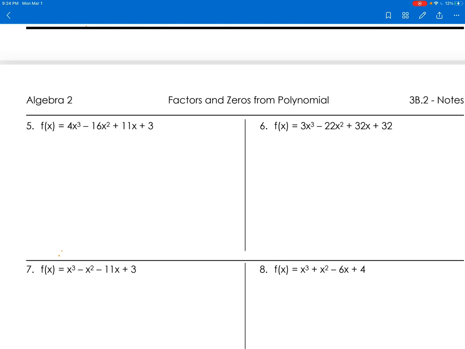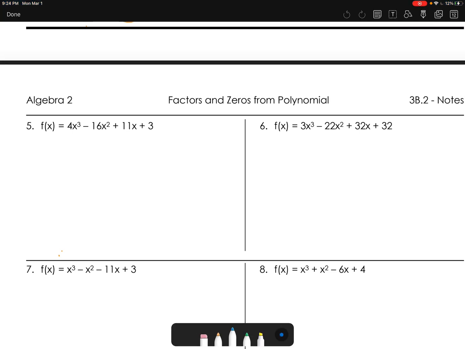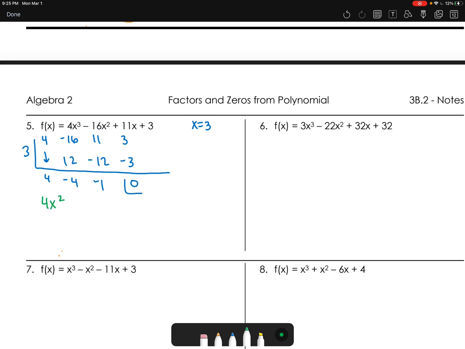And so that was x equals 3. Let's use our synthetic division. So we have 3, 4, negative 16, 11, and 3. So this comes down, 12, negative 4, negative 12, negative 1, negative 3, and 0. Perfect. So now I don't have another 0 to work with, and so this is 4x squared minus 4x minus 1.